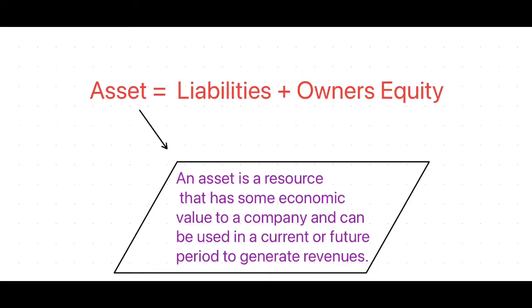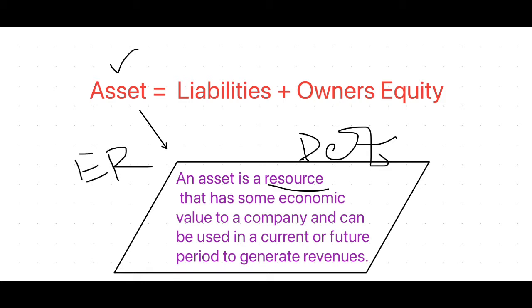Here we will start discussing the assets. What are basically assets? Here we write the definition of assets. An asset is a resource that has some economic value to a company and can be used in the current or the future period to generate revenues. Basically, assets are the economic resources, and these economic resources are used in the present or the future to generate economic revenue.